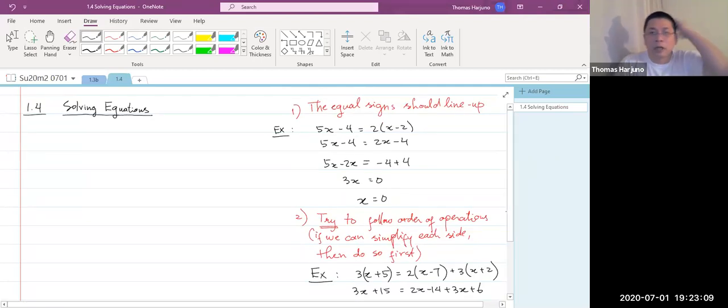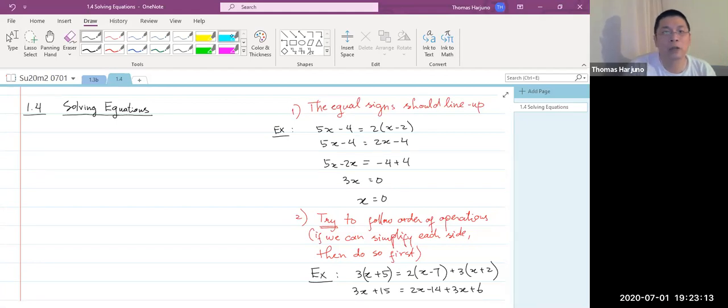Okay. Yeah, the equal sign should line up and do not do pancake. I'm sorry, I didn't record it earlier. Let me write a note here. Don't do pancake.